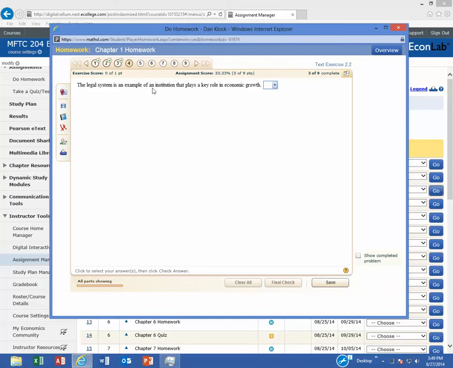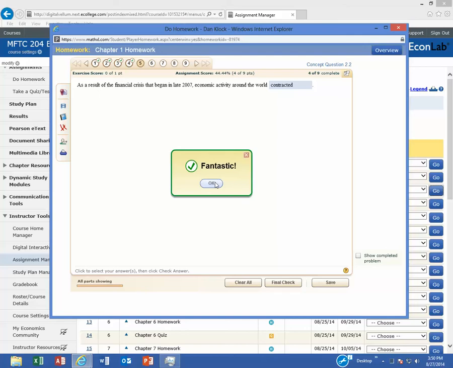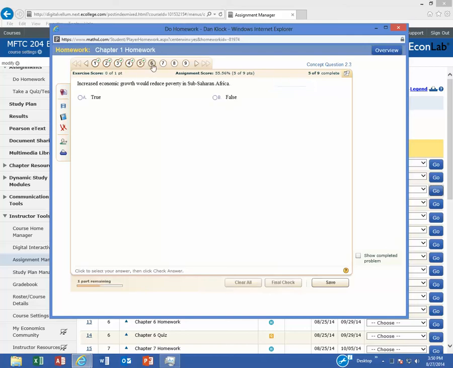Number 4, the legal system is an example of an institution that plays a key role in economic growth, and you better believe this is true. You know, countries that don't have a sophisticated legal institution have a real problem. Nice work. Yeah, that's great. Number 5, as a result of the financial crisis that began in 2007, September 2007, economic activity around the world took a dive like you can't believe. Yeah, it contracted. Final check, fantastic. It seems my superlatives are getting more and more here.